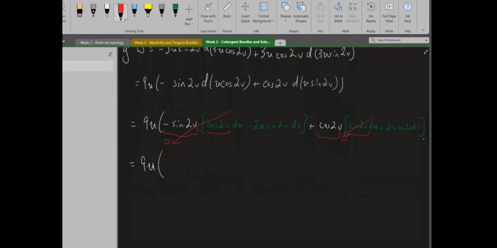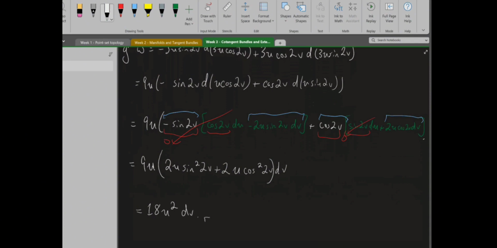What about the others? Those seem like they'll live. So I'm going to have this with this, and this with this, and I should get positive 2u sine squared 2v dv. And the other one has a dv as well, so I'll just leave it out. Plus 2u cosine squared 2v dv. So that ends up being 18u squared dv, and that's it.